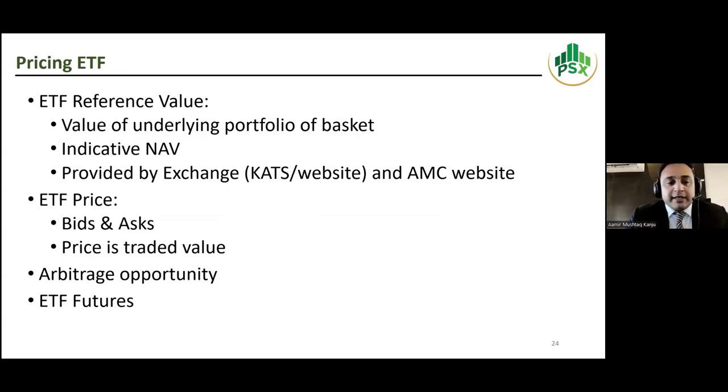In terms of pricing, there are two different prices, as I just mentioned. One is a reference price, which we can say is a NAV or INAV. It is a price more relevant to the AP and ETF fund manager, and it represents the value of the portfolio. However, the actual buying and selling is done based on the traded price, and it is more reflected in terms of bid and ask that is quoted by the fund manager.